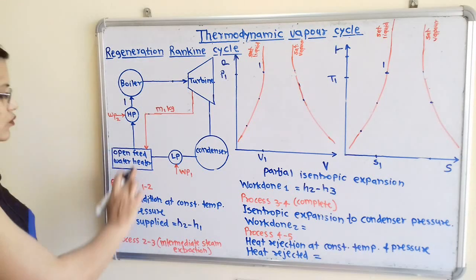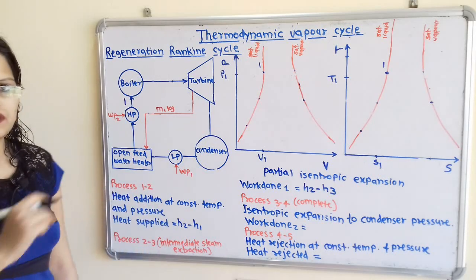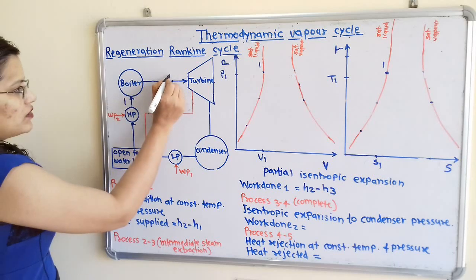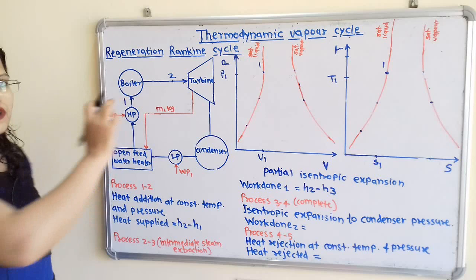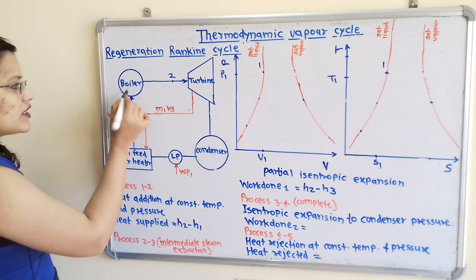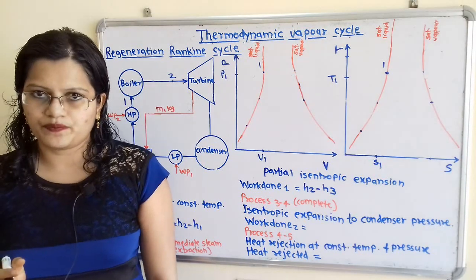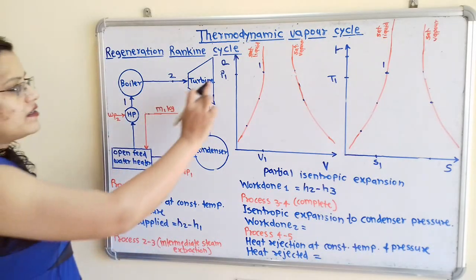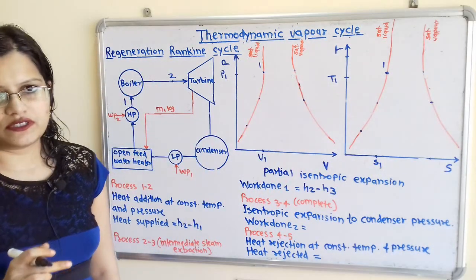Process 1 to 2 is the heat addition at constant temperature and constant pressure. So if we observe, process 1 to 2 is taking place inside the boiler. So I will show here the point 2. So what is the amount of this saturated water? That is 1 kilogram. So here this saturated water is getting converted into superheated steam and we have to show this process 1 to 2. Now condition is that pressure will remain constant, temperature will also remain constant.